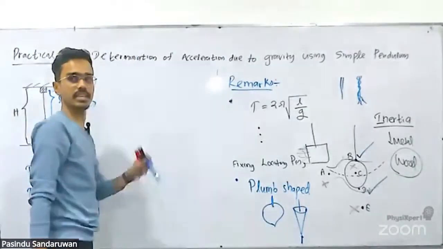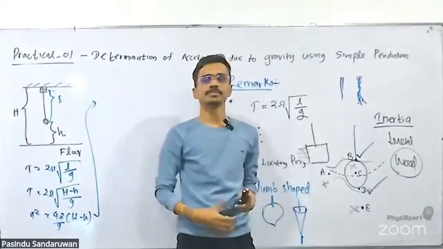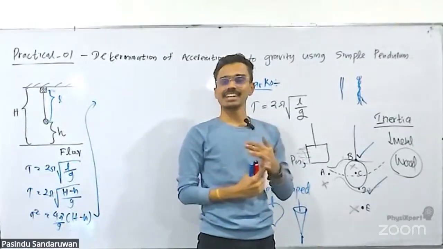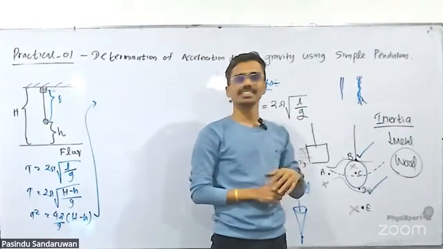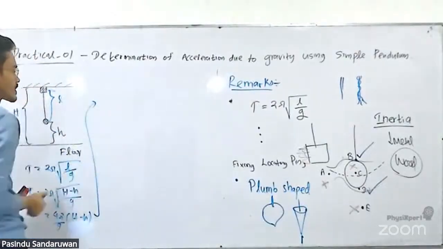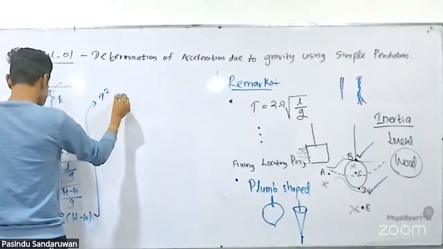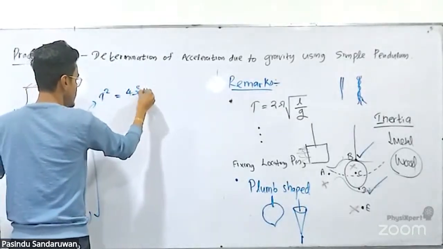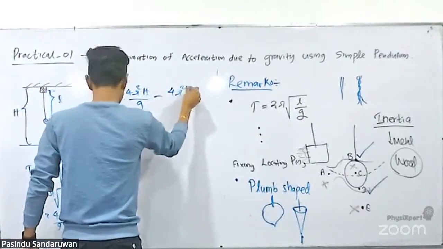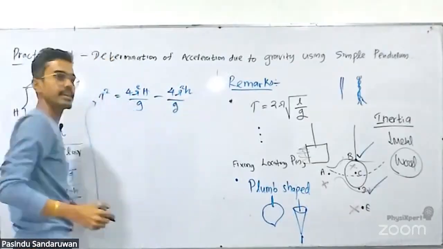I put this question in the last paper and I went through a few answers and I didn't see anyone who has done it in the exact proper way. I went through about three papers and saw mistakes in the variables. See, T squared equals 4 pi squared H over g minus 4 pi squared simple h over g. Now tell me, what are we going to choose as the independent variable?